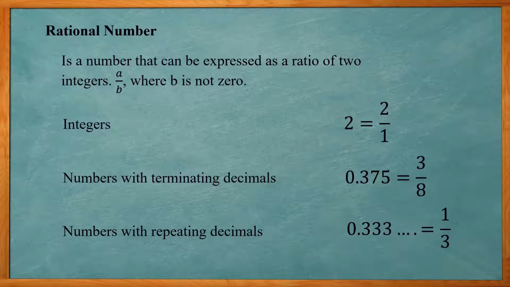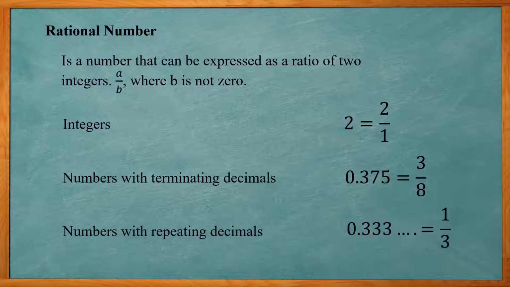Alright, so first I want to start out with a rational number. A rational number is a number that can be expressed as a ratio of two integers, a over b, where b is not 0. So we're used to integers. 2 can be written as 2 over 1. And then we have numbers that have terminating decimals, like 0.375, and that can be rewritten as 3 over 8. So that's a rational number.